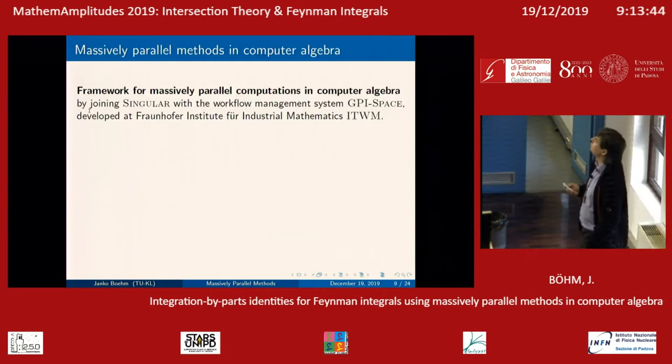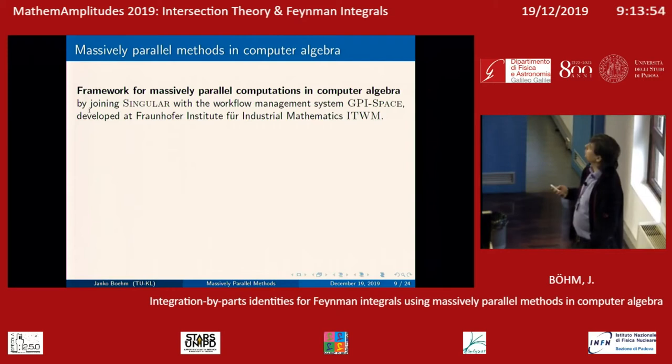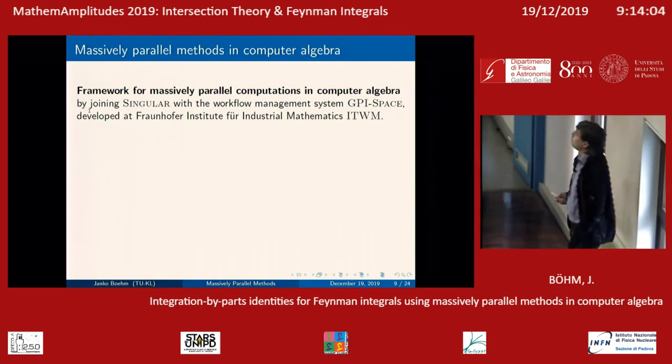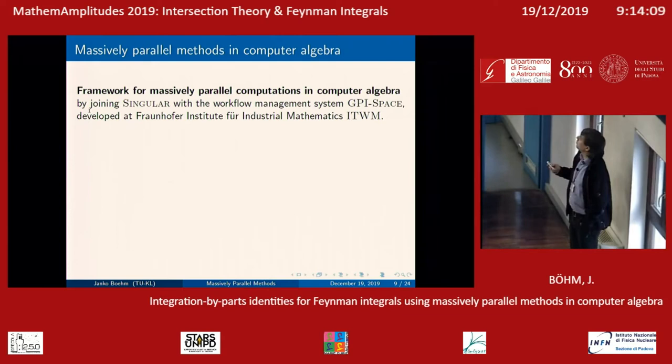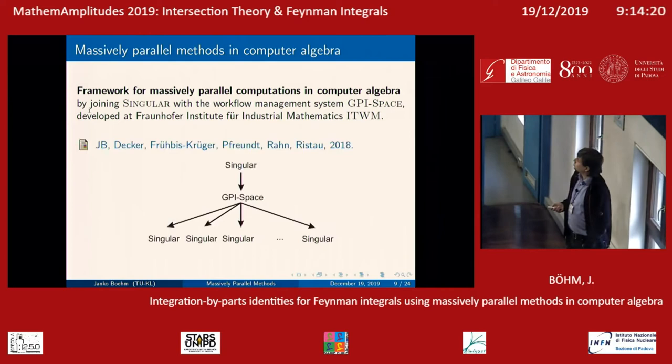That got us started to look at massively parallel methods, because you can get an awful lot of charts. This goes, with the smoothness test, into a couple of hundred in usual examples. Luckily, in Kaiserslautern there is the Fraunhofer Institute for Industrial Mathematics, and they already have a ready-made workflow management system for massively parallel computations, which we combine with Singular. So Singular calls the system, which calls many Singulars. This is the basic idea.